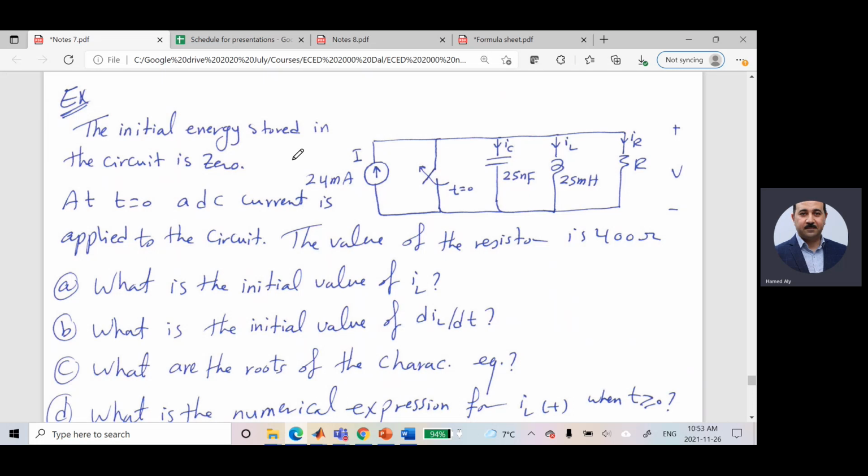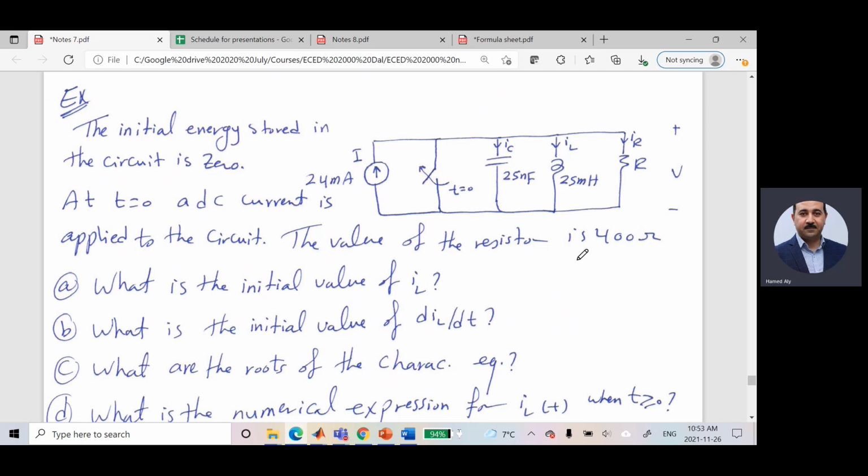What is the meaning of initial energy stored? It means V of 0 for the capacitor is equal to 0, and IL of 0 is equal to 0. This is the initial energy stored in the circuit. IL of 0 is equal to 0 and VC of 0 is equal to 0. Okay, guys? Now, it tells me at t is equal to 0, a DC current is applied to the circuit.